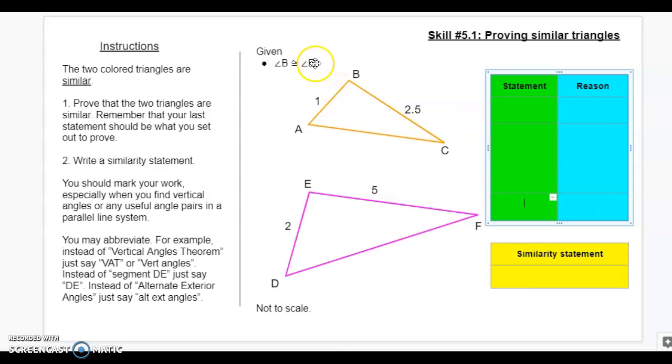I'm going to begin with my givens. So I have two congruent angles. How do I know that? Because it's given.